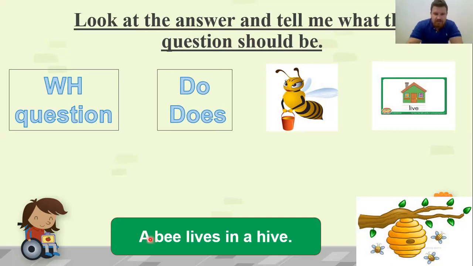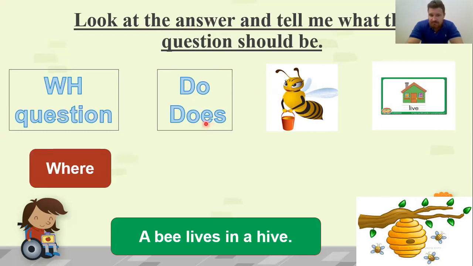So let's look here. A bee lives in a hive. This is a hive over here. So that is the bee's house. It's a hive. Now we know that a house is a place. So when there is a place, we use where. Yeah, very good. So where. Now a bee, so we must use does.